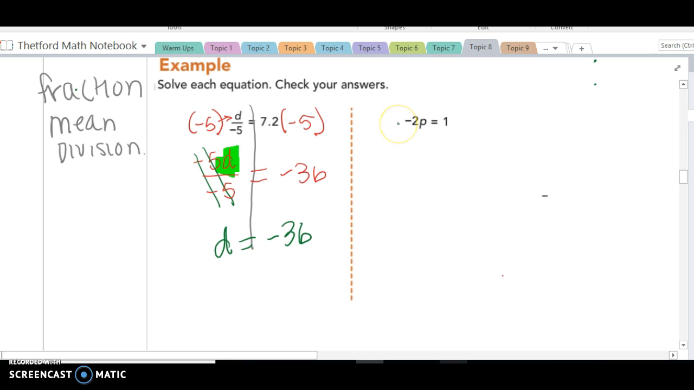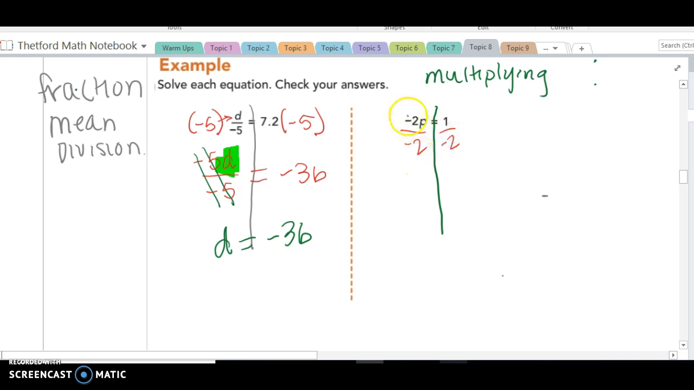In this example, we are multiplying. And multiplying is whenever we see a number and a letter stuck together. So we're needing to draw a line down the equals. Right now I'm multiplying by negative 2, so I'm going to do the opposite. I'm going to divide by negative 2.